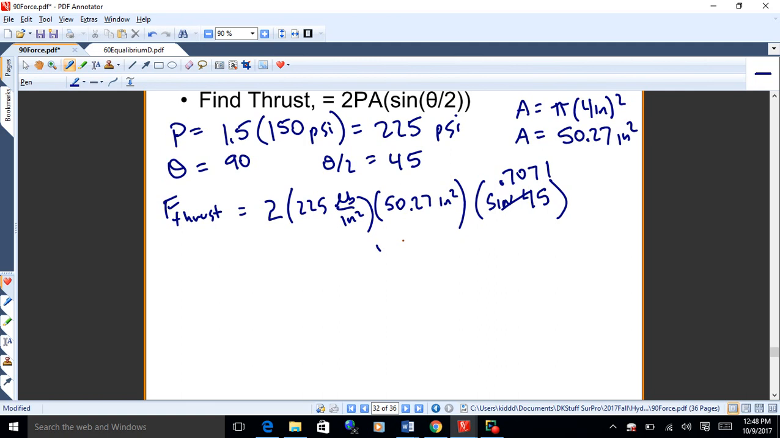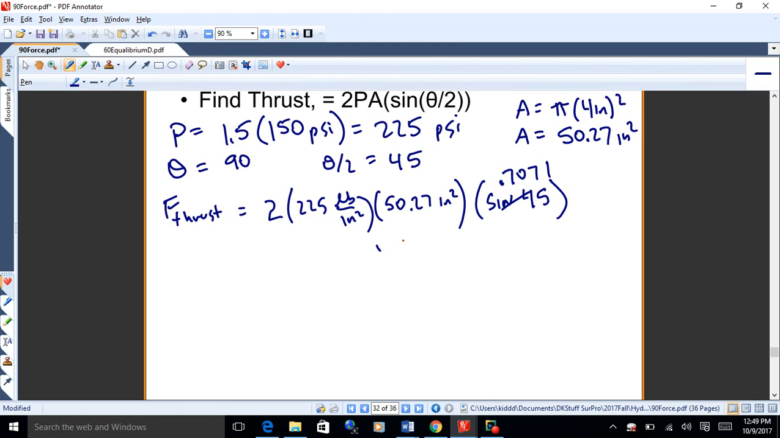You okay with that? So you're using 1.5 times 150 psi. It's 225 psi. The bend angle is 90, half of that is 45. And then the area is pi times 4 inches squared, 50.27, and you just multiply those all through. Sine of 45 is 0.7071. Are you okay with doing sine on your calculator? If you haven't done trig, are you good with that? There's a sine button on there, S-I-N, then 45.